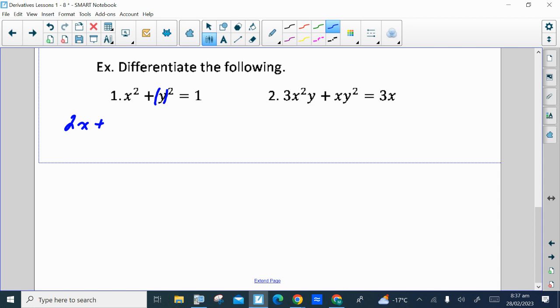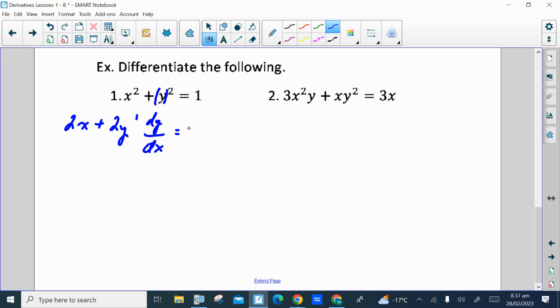So again, chain rule has two parts. You're going to take the derivative of the term by using the power law. So the 2 comes in front of the y. The power is decreased by 1. But then you multiply also by the derivative of what's inside, which is the derivative of y with respect to x. That's dy by dx. And on the right side, the derivative of a constant is always 0.